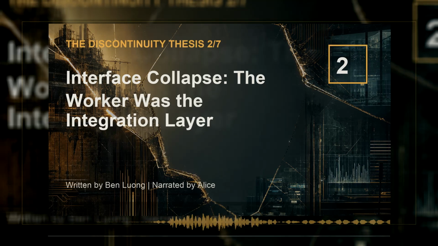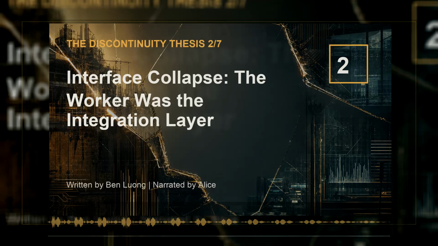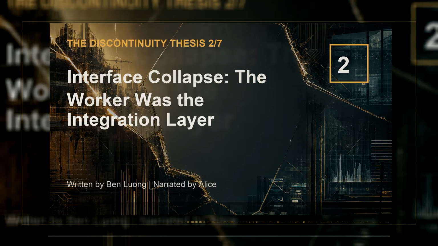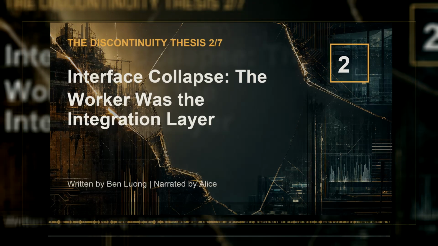The answer is the multiplayer prisoner's dilemma. The interface was the moat. Once the interface collapses, task dominance has a route into the job. That is episode 2 of the Discontinuity Thesis.